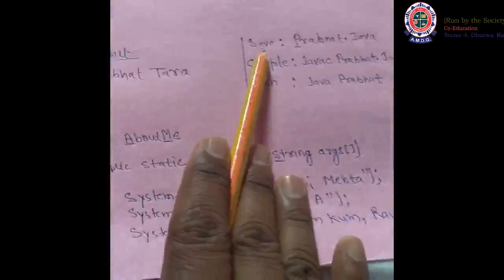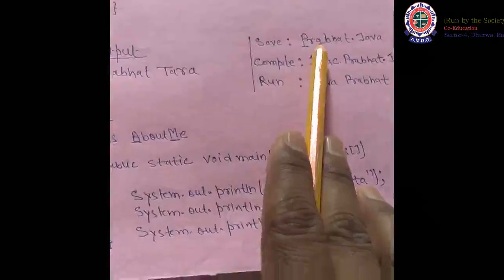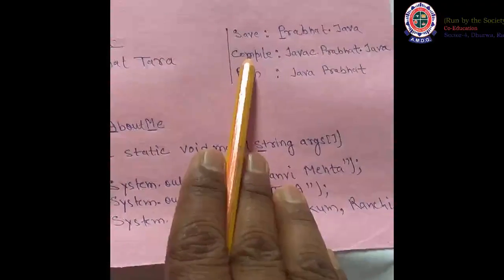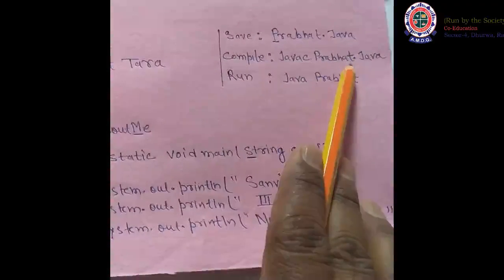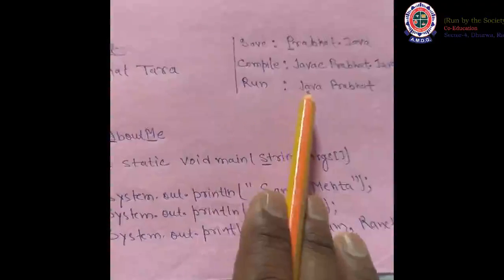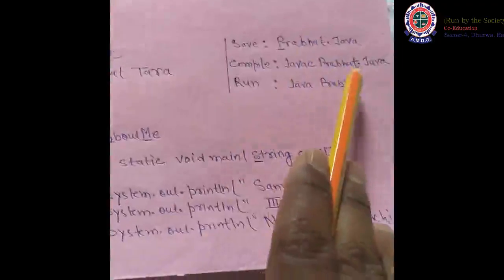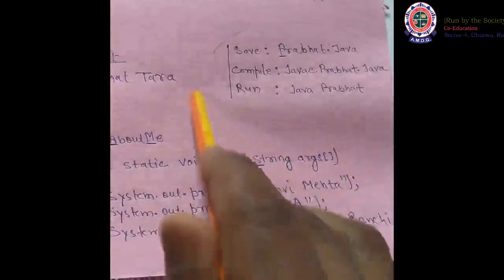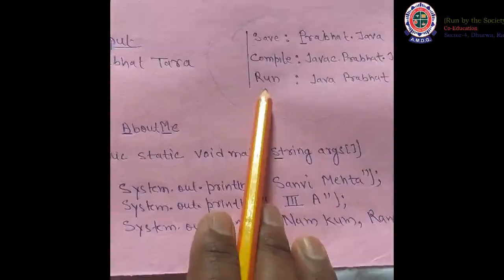Now save this file with the same class name. So here the class name will be prabhat, and the file name will be prabhat.java. Now compile this Java program by javac prabhat.java, and this program will be run by java prabhat. So whatever the class name is here, the same thing will be here. We will discuss this in the lab class: how we can save, how we can compile, and how we can run the program.